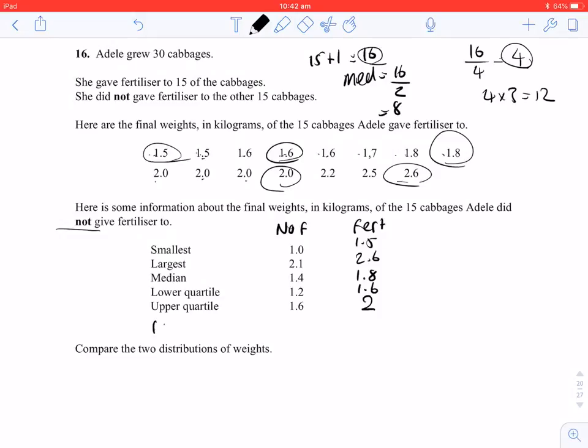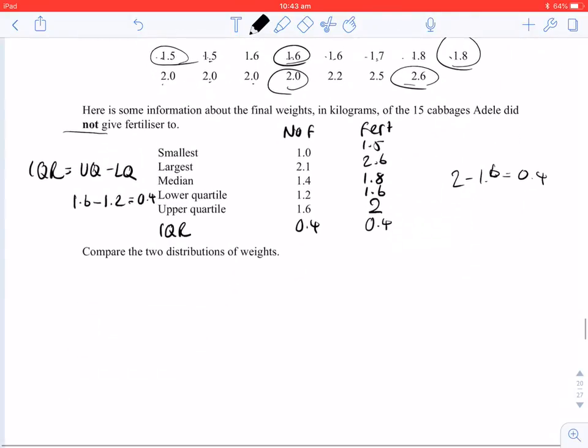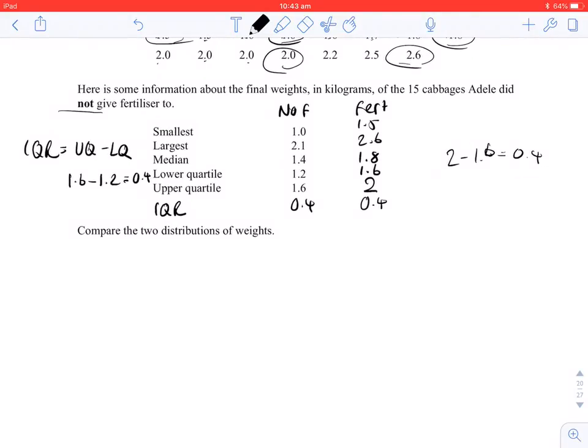So what I'm also going to do underneath is work out the interquartile range. So the interquartile range is going to be the upper quartile take away the lower quartile. And so we've got 1.6 take away 1.2, which is going to be 0.4. And over here we've got 2 take away 1.6, which is 0.4. Compare the two distributions. So now I can compare these two numbers.